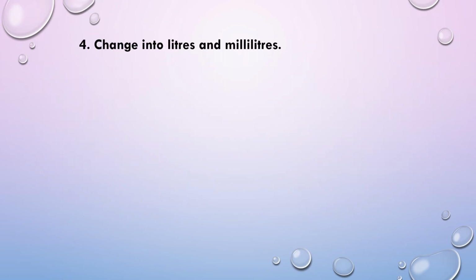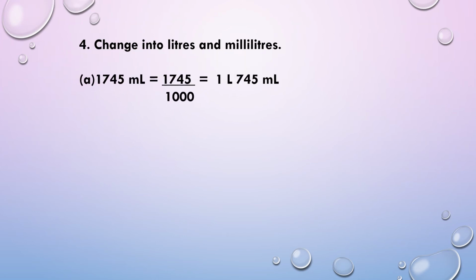Now children, we have to change into liters and milliliters. That means for liters and milliliters, both parts you have to get the answer. Now the first question is 1745 milliliters. This you have to change into liters and milliliters. As it is given in milliliters, which is a smaller unit, you have to change into the bigger unit, that is liters. So you will divide it by 1000.